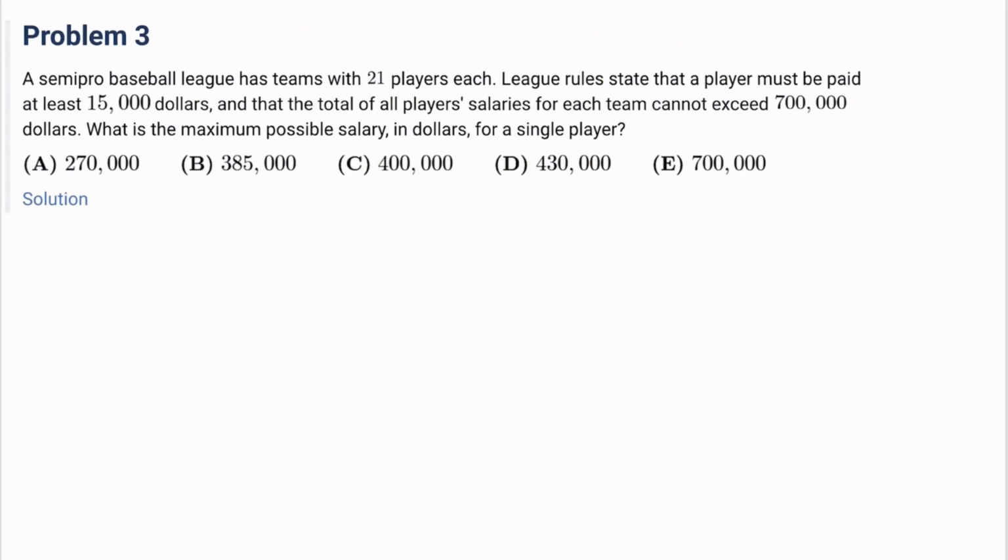Number 3, a semi-pro baseball league has teams with 21 players each. League rules state that a player must be paid at least $15,000, and that the total of all player salaries for each team cannot exceed $700,000. What is the maximum possible salary in dollars for a single player?